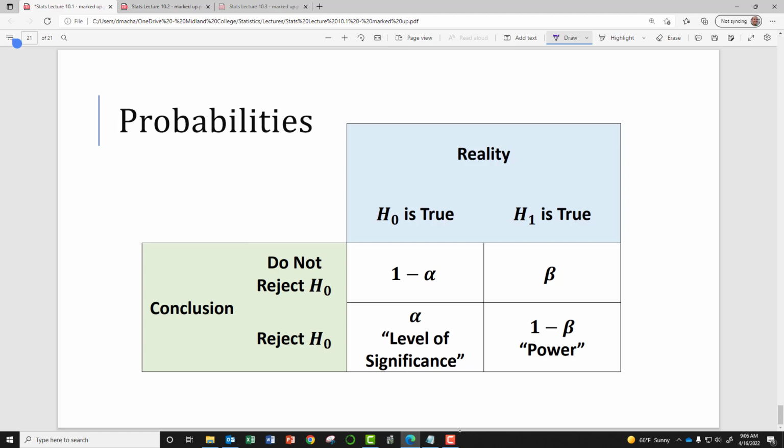So again, keep these tables in your head and memorize them and be able to just reproduce them very quickly on an exam because this is going to be important in keeping all of the details of hypothesis testing straight in your head.